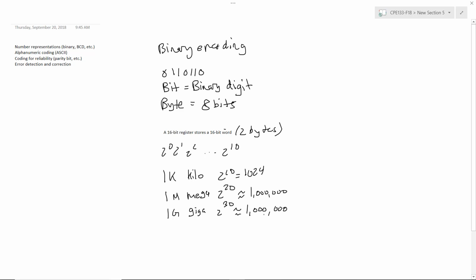These are by far the most common prefixes that we're going to see, but nowadays systems have even larger degrees of storage and higher performance, so it's also common to see tera, 1T, which is 2 to the 40, 2 to the 50, peta, and 2 to the 60, exa.